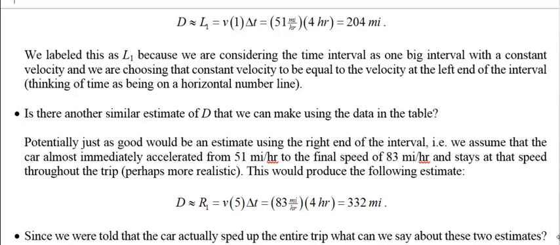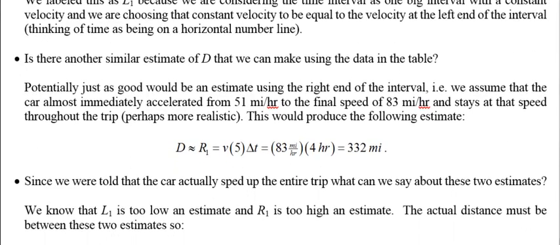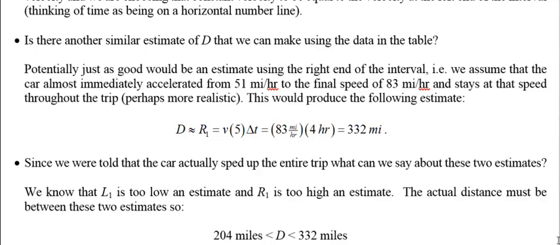Well, notice if it's speeding up or slowing down, we don't really know for sure if these estimates are too small or too big. But if we know for sure it's speeding up the whole time, we know that L1 was too low, because we assumed it was 51 miles per hour the whole time, and of course it's not. It's sped up, so it's going to go a little farther than that.